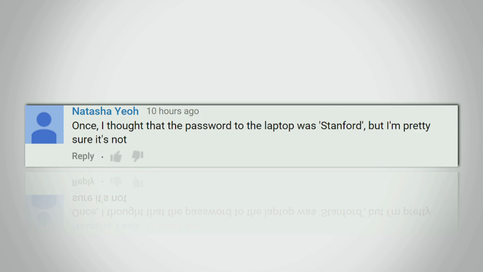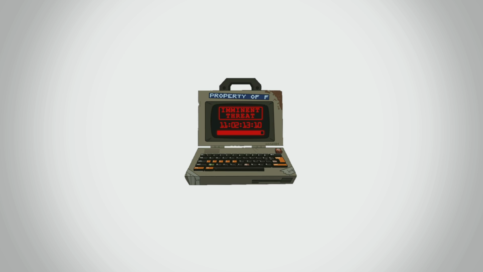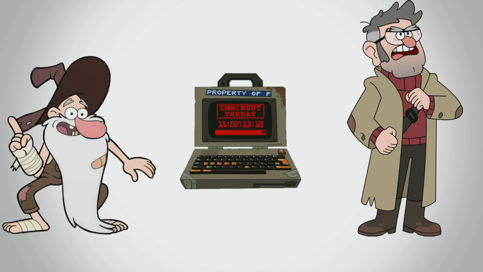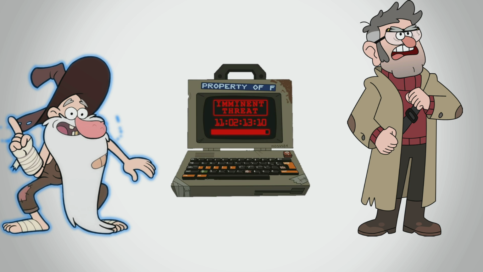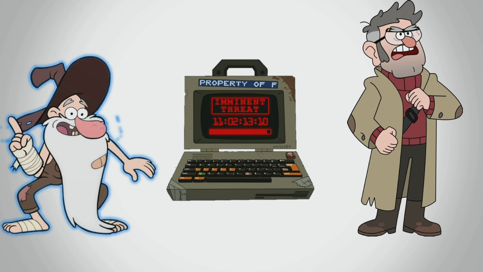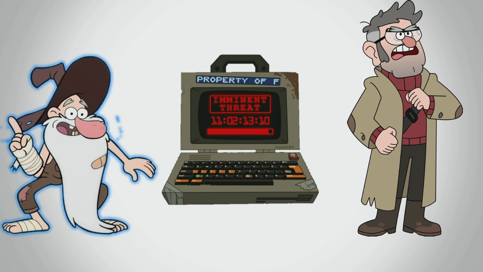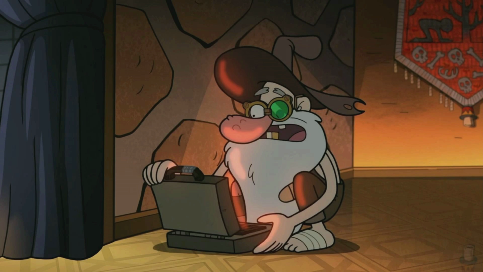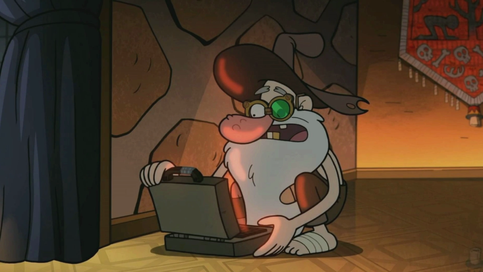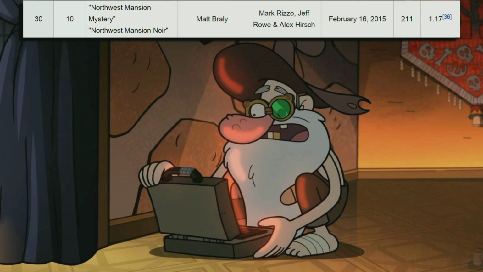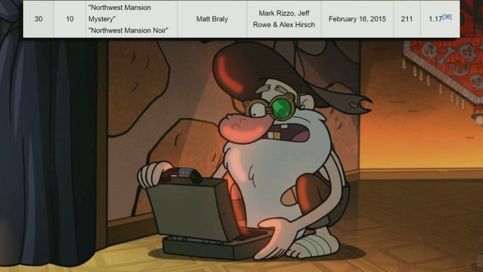This next one isn't exactly a question, but something that I found rather interesting. It simply says that the password in the laptop just might be Stanford. The laptop was probably used by both Fiddleford and Stanford, but most likely Fiddleford since he was a researcher and Stanford was his close friend at the time, which makes me believe that the password could also be McGucket. And this would strangely explain how Fiddleford was able to get access to the laptop in the episode Northwest Mansion Mystery.